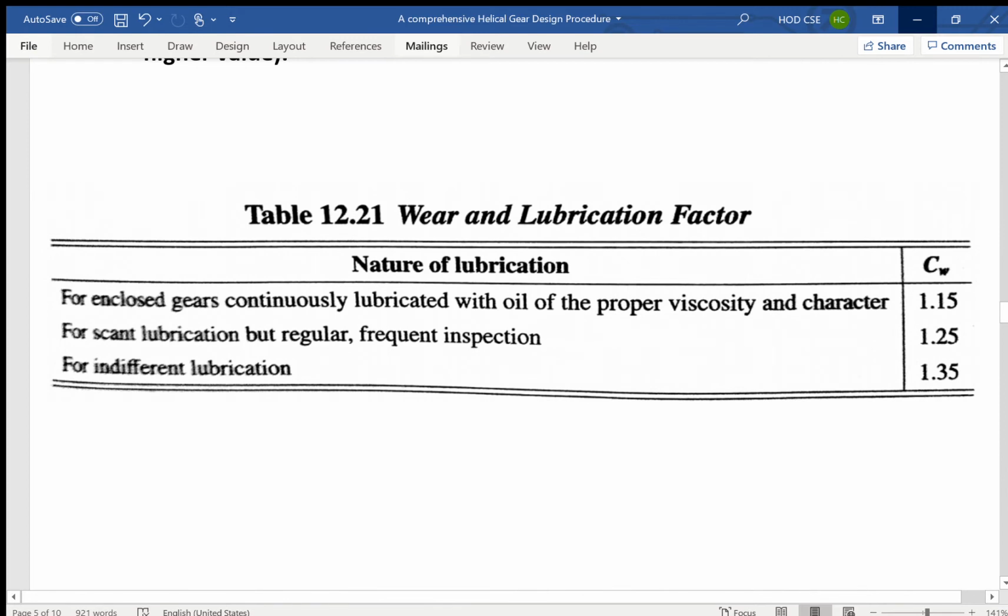Here Cw is the wear and lubrication factor. Based on the nature of lubrication, for enclosed gears continuously lubricated with oil of the proper viscosity and character, Cw is 1.15. For scant lubrication but regular with frequent inspection, Cw can be taken as 1.25. For indifferent lubrication, Cw is 1.35.